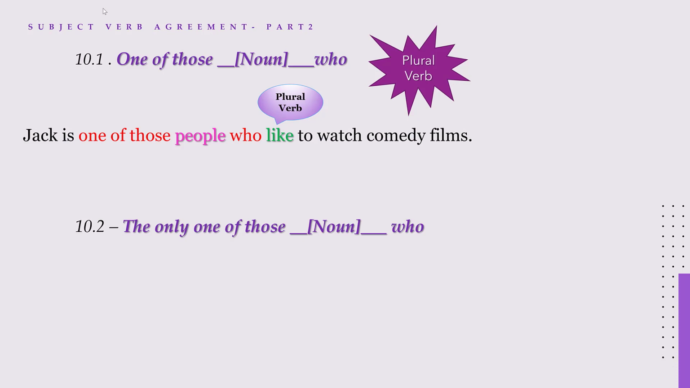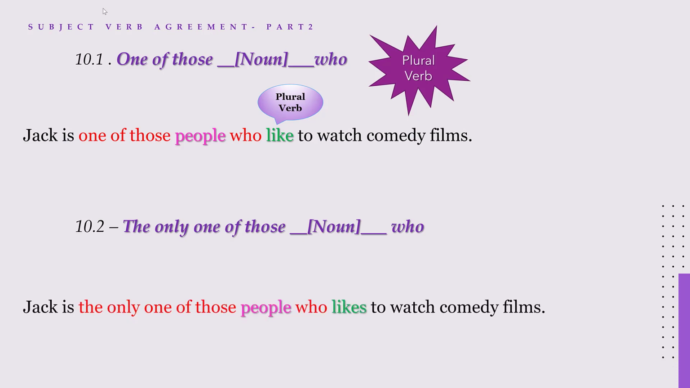The only one of those who. With this structure, we use a singular verb. This is because you are specifically referring to a single individual within a larger group. Jack is the only one of those people who likes to watch comedy films.